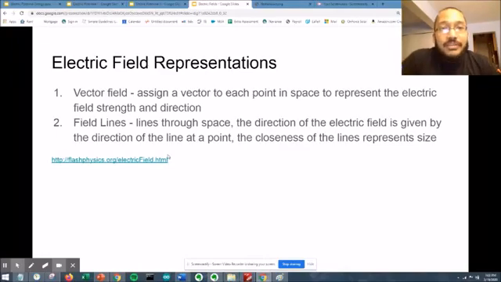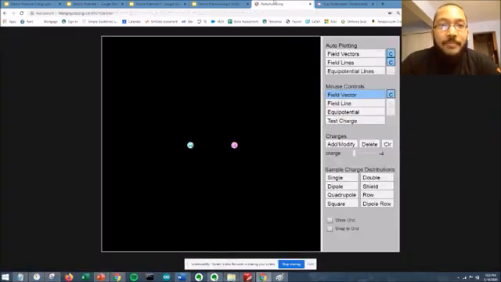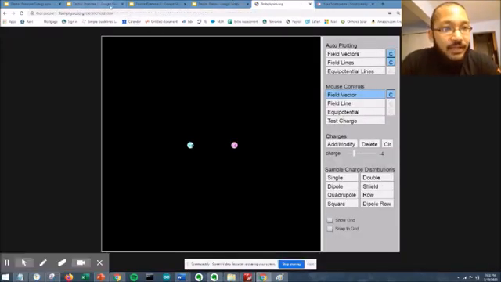There's different ways to represent the electric field. I've heard this on Thursday, but basically there's the vector field one, where you're assigning an arrow essentially to every point in space, and then field lines. Lines, it's sort of like lines of force. It's easier to just see it in action. So that's why this website, flashphysics.org, it's great.